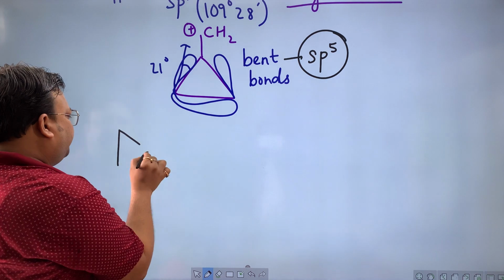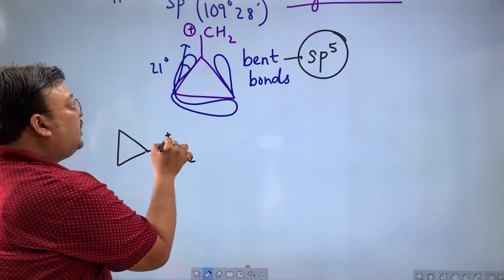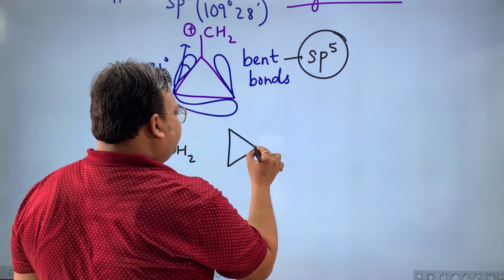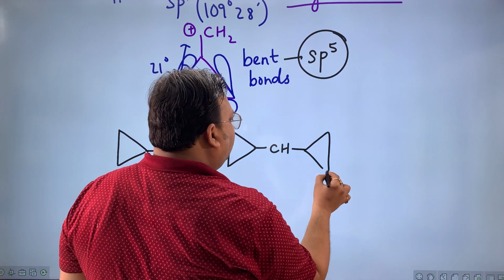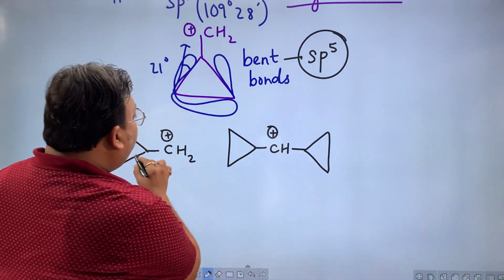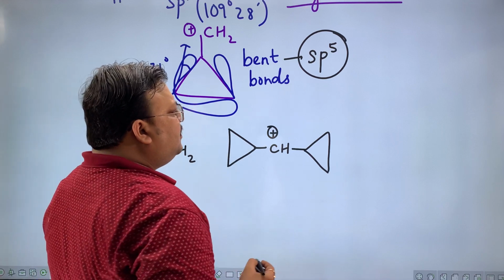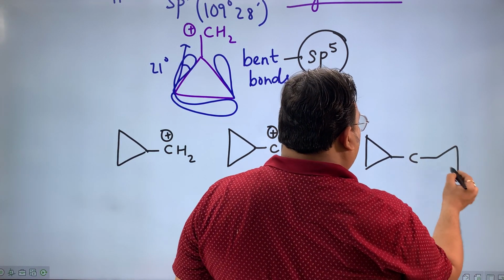If this is very stable, if this is more stable than all carbocations put together, chances are this would be even more stable because here 2 rings have come, such 2 rings have come here, so this would be even more stable. And finally, I think this is the most stable carbocation I'll ever draw for you.